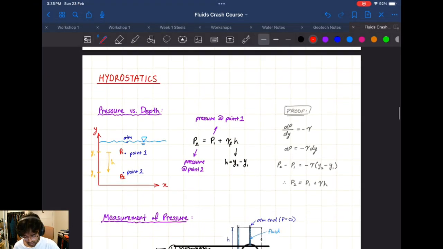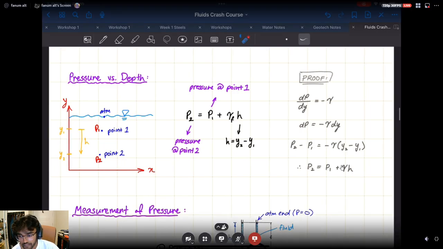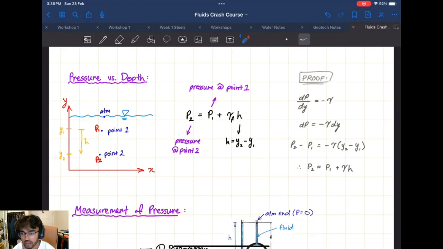Okay. Hydrostatics. So pretty much hydrostatics is the study of pressure and the forces relating with fluids, right? So first of all, I'm going to talk about the pressure versus depth. So how does depth affect pressure? That's pretty much what we're talking about.